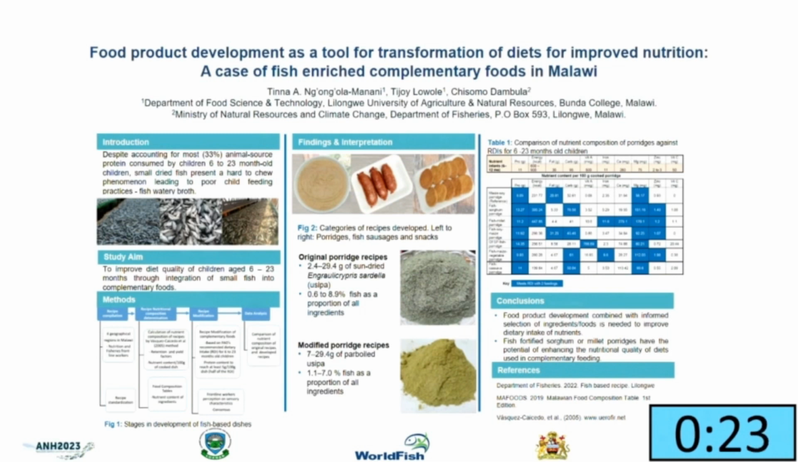We concluded that fish-fortified millet and sorghum porridges can enhance nutrition quality of diets because their protein contents met the recommended daily intakes, and they had higher energy and mineral contents than the rest of the complementary foods.